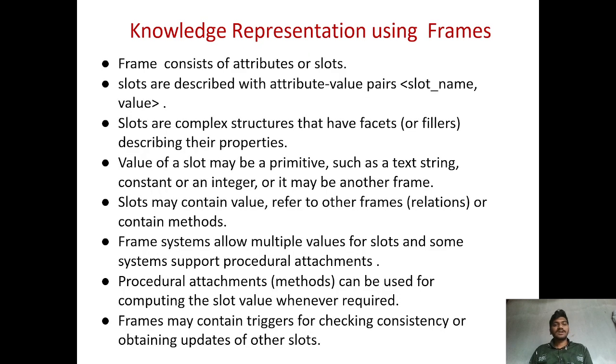A frame consists of attributes or slots, and slots are described with attribute value pairs like slot name and value. The slots are complex structures that have facets or fillers describing their properties. The value of a slot may be a primitive such as a text string, constant, or an integer, or it may be another frame. Slots may contain values that refer to other frames, and relations contain methods. Frame systems allow multiple values for slots, and some systems support procedural attachments. These procedural attachments, also known as methods, can be used for computing the slot value whenever required. Frames may also contain triggers for checking consistency or obtaining updates of other slots.